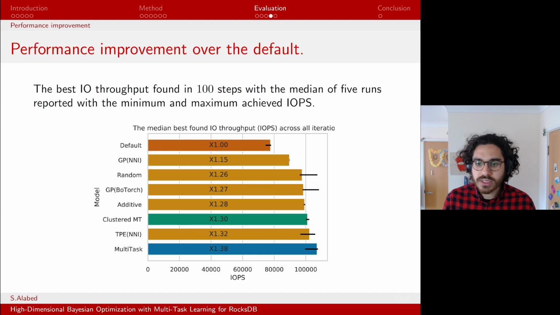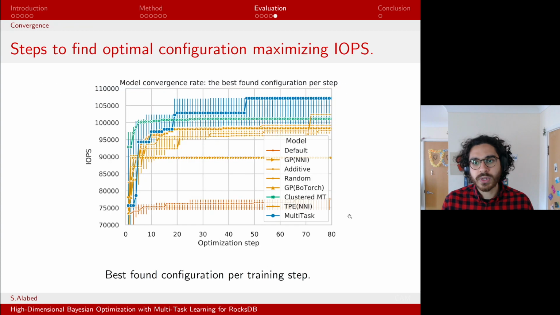We can see that almost all the state-of-the-art methods provide very similar I/O performance. We report the median out of 5 different experiments over 100 steps. The higher the throughput, the better. On the x-axis is the throughput, and we have the minimum, the maximum and the median of the results. Almost all of them are very identical, but this is where I think the main contribution of multitask and cluster multitask comes in: the convergence speed.